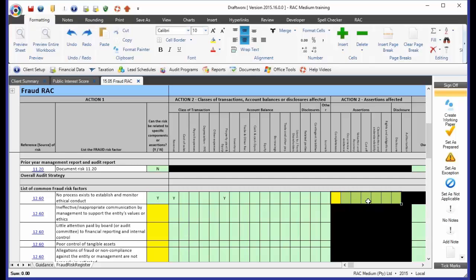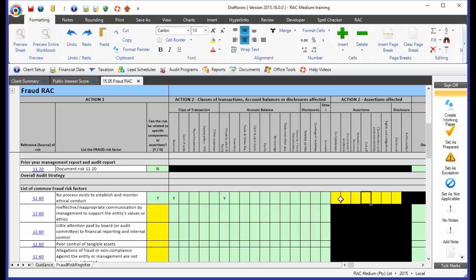Now let's go and pick one specifically here, cutoff. I'm going to say yes to cutoff, and you will see that the other cells are remaining yellow. Let me go and delete cutoff. Let me go and select completeness. When I say completeness, the other cells go green. Now the reason that this is happening is that RAC and Draftworx knows what type of assertion these are. Completeness is an account balance and a class of transaction assertion. So if I select completeness, I have selected an appropriate assertion for both property, plant and equipment and revenue. I can go and select more, so it doesn't mean that I can't select more assertions. It's just telling me that I have not missed something.